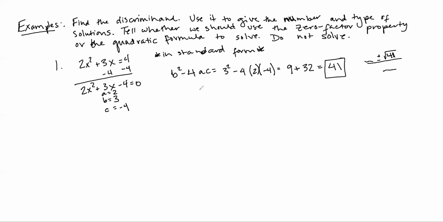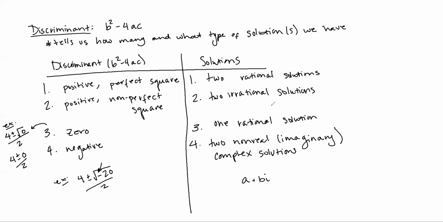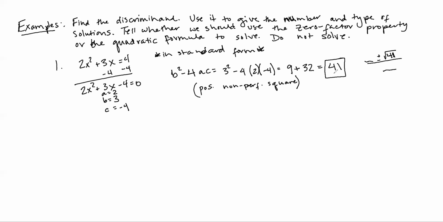Because this is a positive non-perfect square, this means if we go back here, we're going to have 2 irrational solutions because we won't be able to take the square root of 41, but it is positive, so they will be real. So we're going to have 2 irrational solutions.